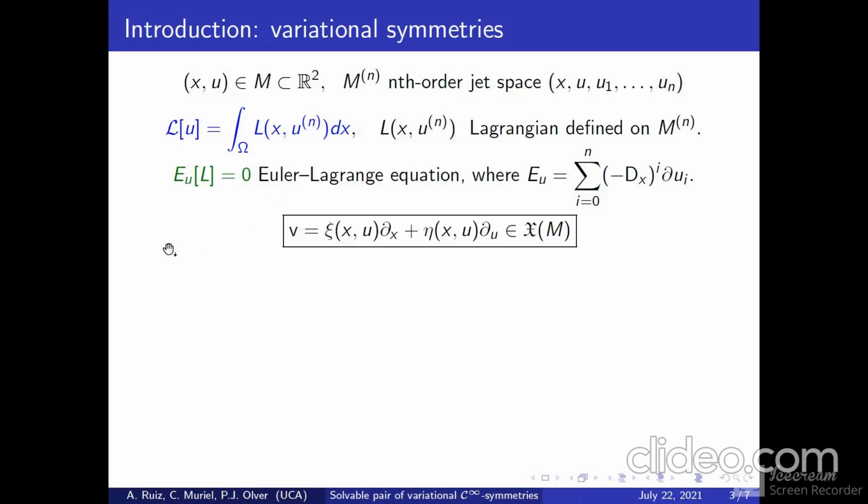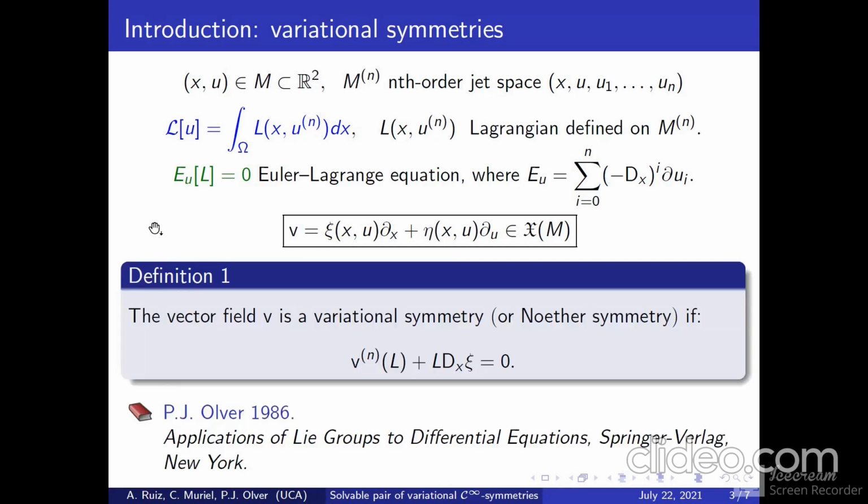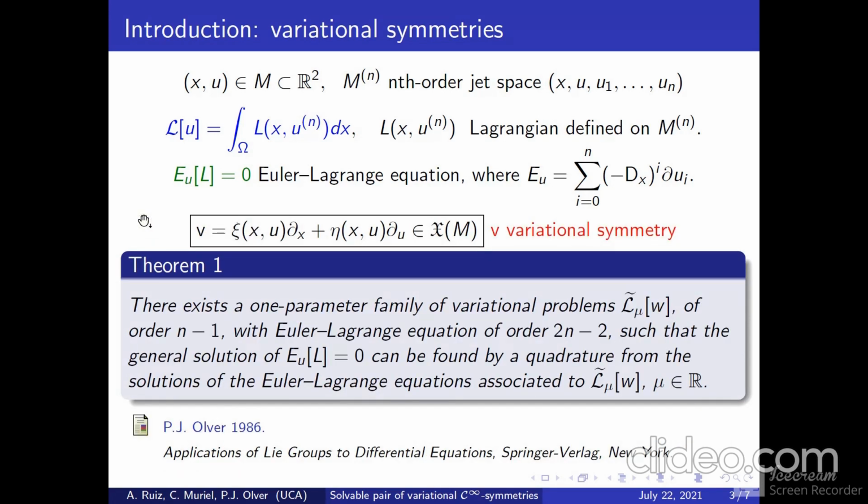So if we now consider a smooth vector field v defined on the base space M, we will say that this vector field is a variational symmetry, or a Noether symmetry, of the variational problem if this infinitesimal condition is satisfied, where v^(n) denotes the standard prolongation of the vector field v to the nth order jet space, and D_x denotes the total derivative operator with respect to x.